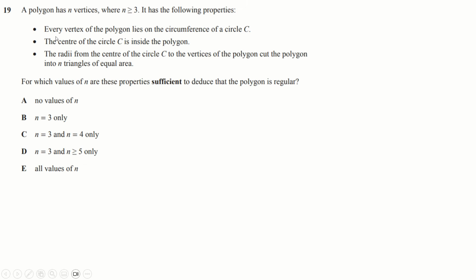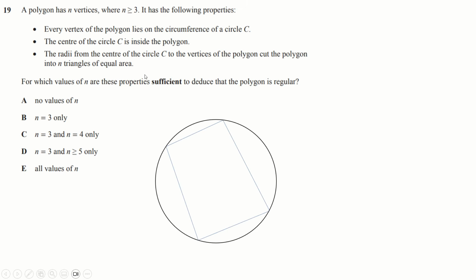A polygon has n vertices, where n is bigger or equal to 3. Of course it is, because you can't make a polygon with 2 vertices, can you? But sure. Every vertex of the polygon lies on the circumference of a circle C. The center of the circle is inside the polygon, and that's only worthwhile to say because of the next thing that they're going to say, which is that the radii from the center to the vertices cut the polygon into n triangles, 4 triangles for 4 sides, all of equal area.